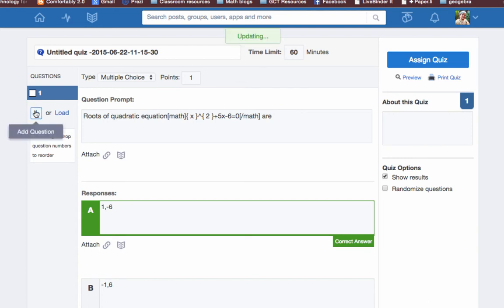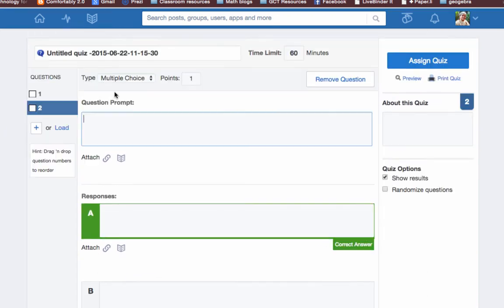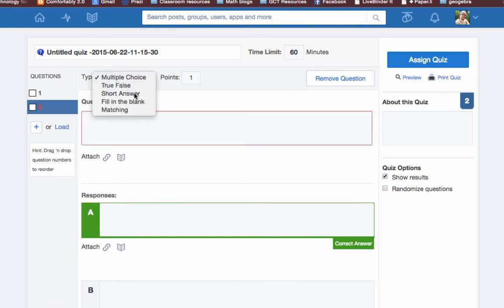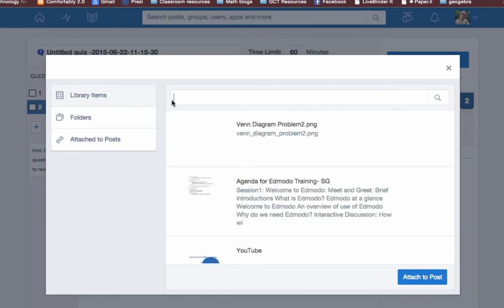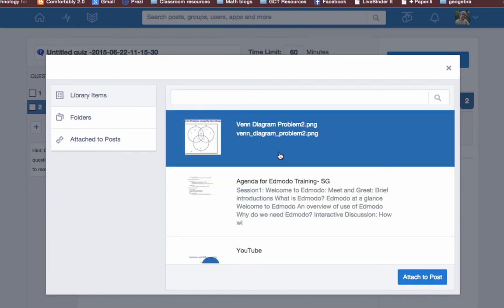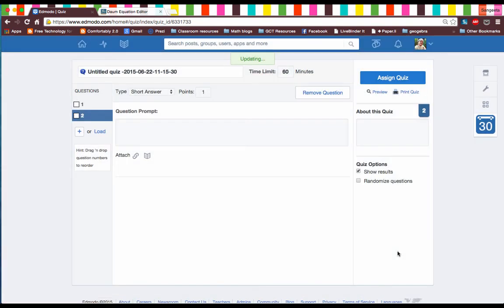Let's load another question, and here when we add the question, I am going to now choose short answer. Now in this question prompt, you see there is a possibility to attach a link or take some information from your library. In this case, I am going to take a file from the library, which is actually a picture, and let's select that and attach to the post. Based on that picture, I have a problem. So the question is to find A union B intersection C using the Venn diagram.